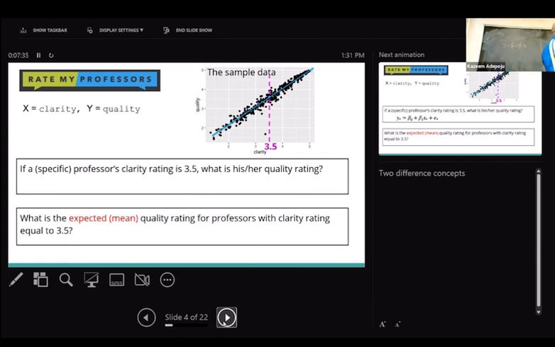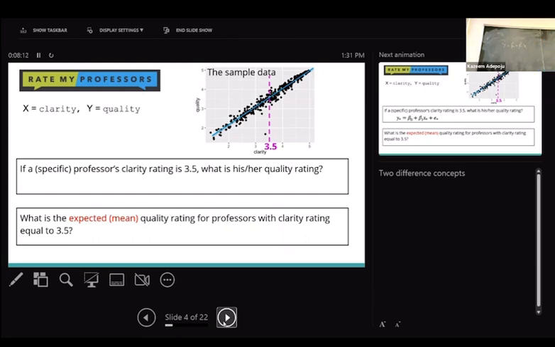Now look at the second one. What is the expected mean quality for professors? That should be the average one. Did you see the way the two questions are being framed? The first one centered on individual prediction. The second one centered on the average. And when you want to talk about average, then it means you're going to need more than one professor. That was why professors is being pluralized. Any question on that? Okay, now you're going to be surprised. The result that we're going to have for the two will be the same.